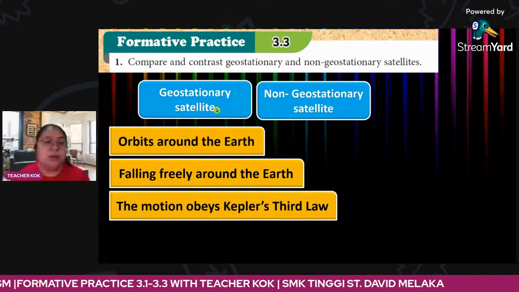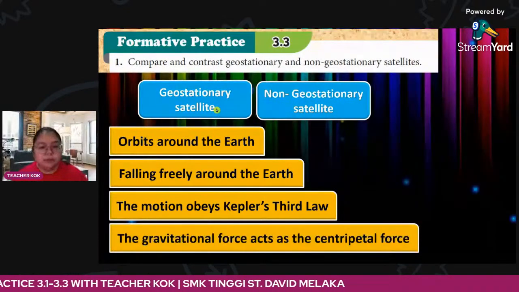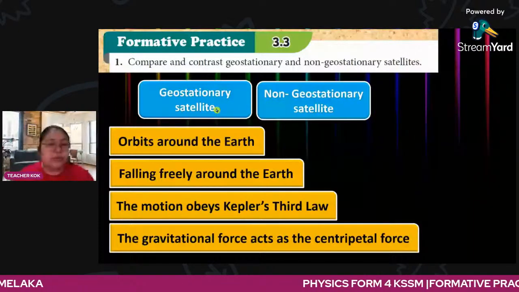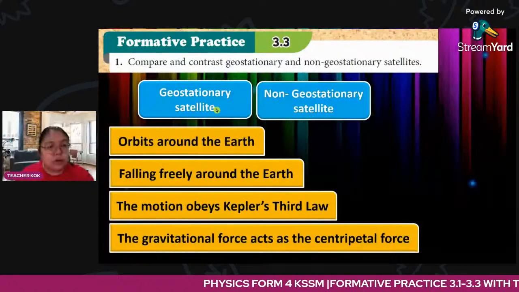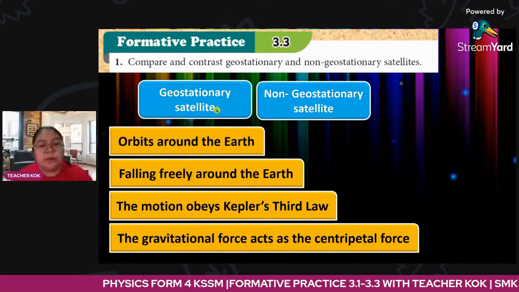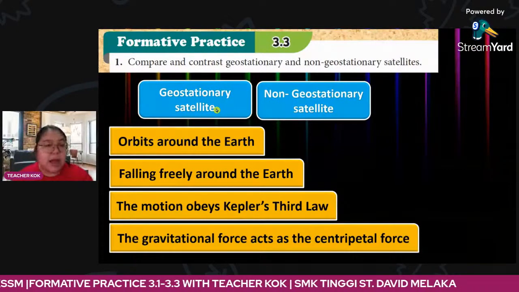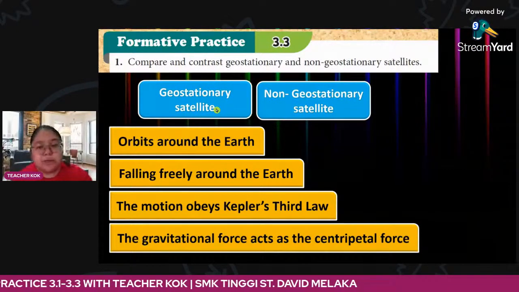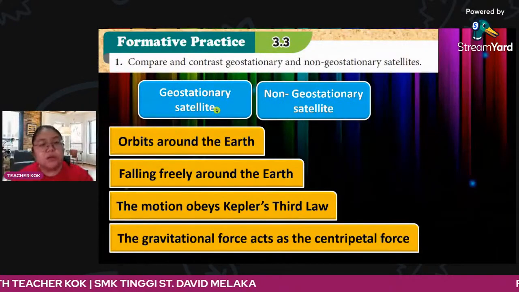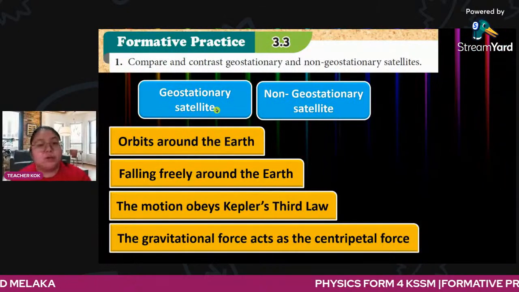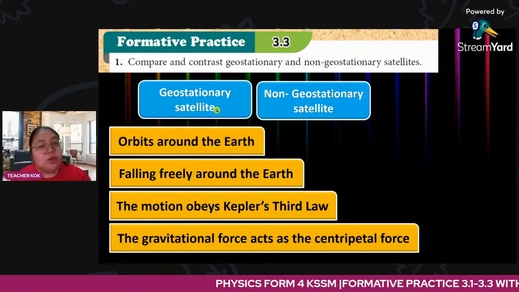These two still use this formula. And the last one, gravitational force still acts as the centripetal force. Because they move, we are talking about the linear speed as they move. So the gravitational force still acts on the satellite, and after that the satellite moves by using the centripetal force. So these four things are still the same for the geostationary and non-geostationary. Okay, so this one is the similarity.